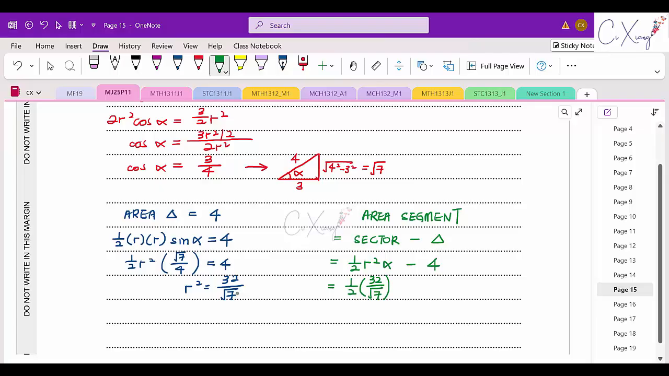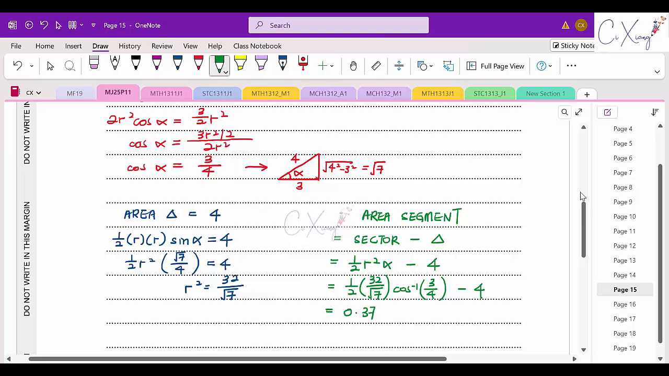Then how do we get alpha now? To get alpha, there's no other choice. You have to take cos inverse, so cos inverse 3 over 4. And after that, you minus the 4. From here, by right, you'll get 0.370, a long value. Then of course, I want to cut it short into 3 significant figures as a final answer. So you should have 0.371, which is a 3 significant figure answer. I will keep this as the final answer here. Right, so this is how we solve question number 9.